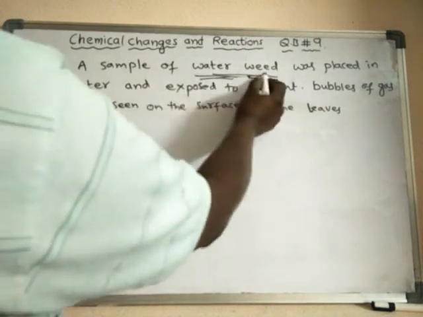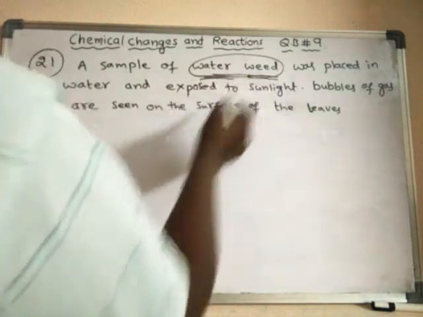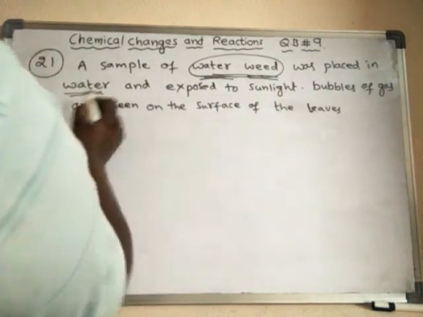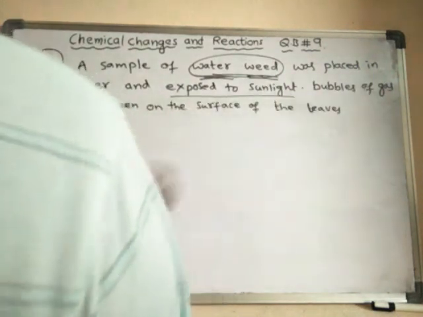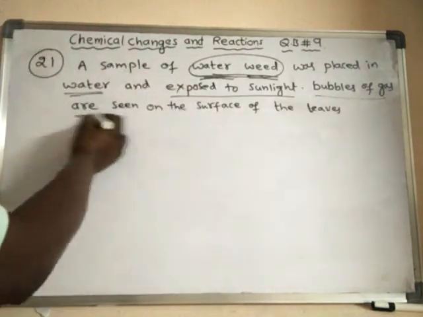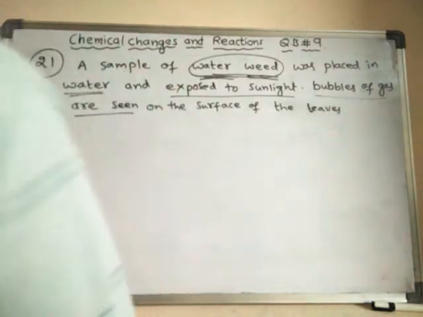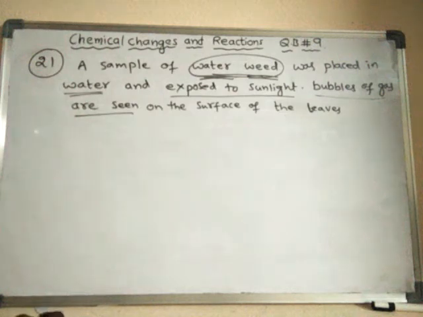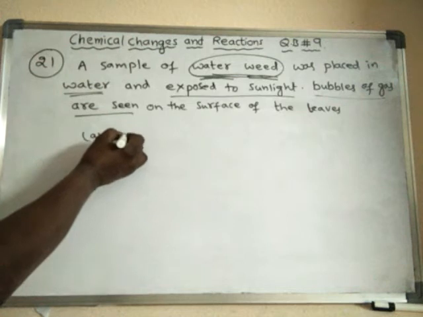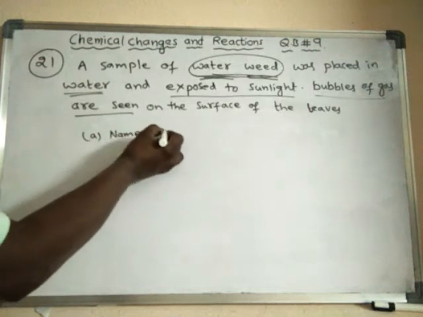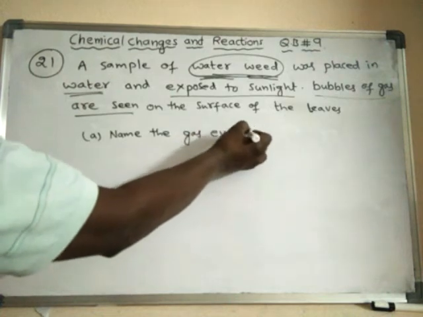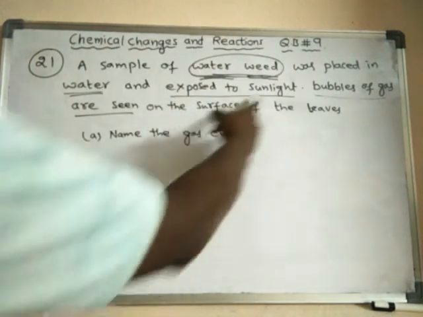When water weed, a type of plant, is placed in water and exposed to sunlight, bubbles of a gas are seen on the surface of the leaves. So now the question is, name the gas evolved.